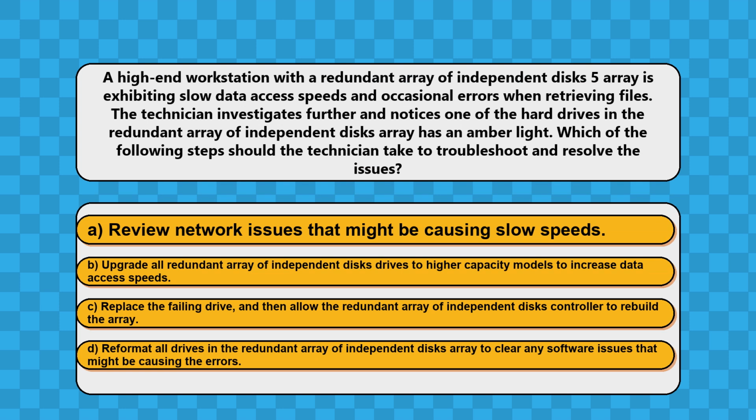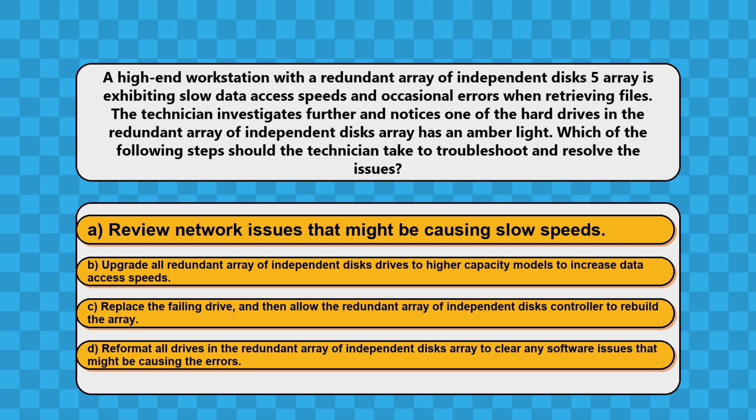Question 41. A high-end workstation with a redundant array of independent disks 5 array is exhibiting slow data access speeds and occasional errors when retrieving files. The technician investigates further and notices one of the hard drives in the redundant array of independent disks array has an amber light. Which of the following steps should the technician take to troubleshoot and resolve the issues?